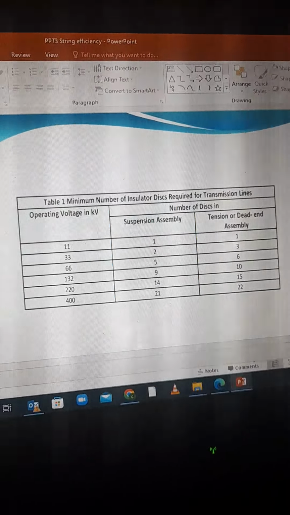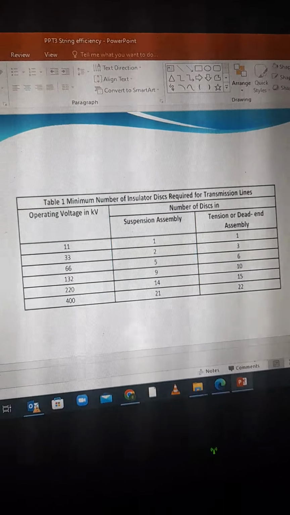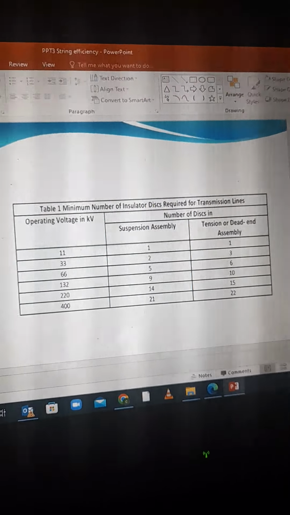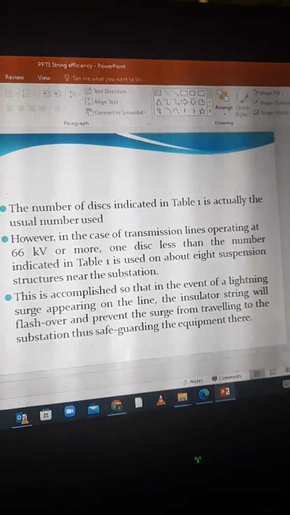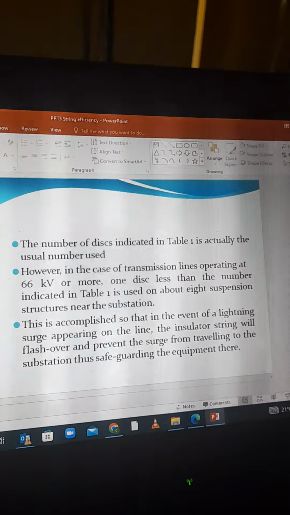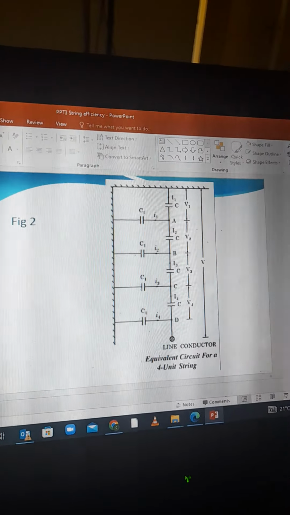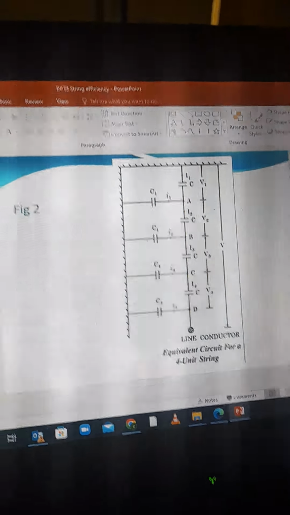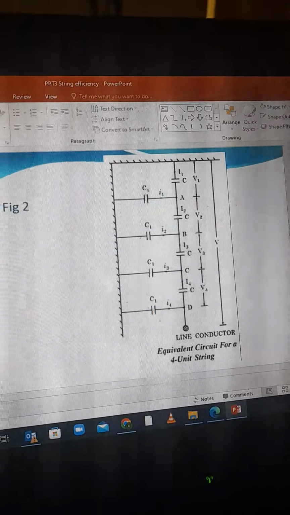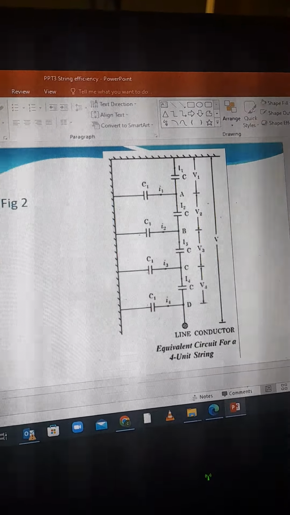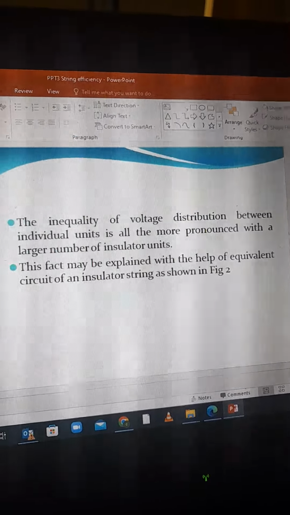That's just indicating the voltage levels and the number of discs you apply. Those stories are explaining the same, and that's a representation of this one.